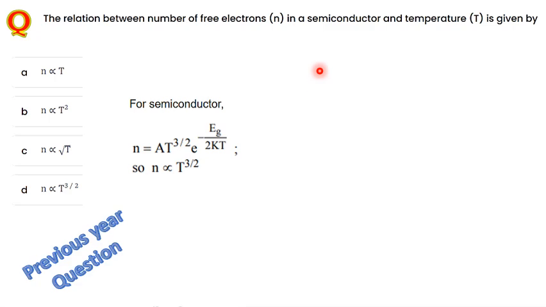Let me tell you, in the case of a conductor, I just write here, the forbidden energy gap should be less than the kT value. For this, the k value is 8.62 into 10 power minus 5 electron volt per Kelvin. This is in the case of a conductor.